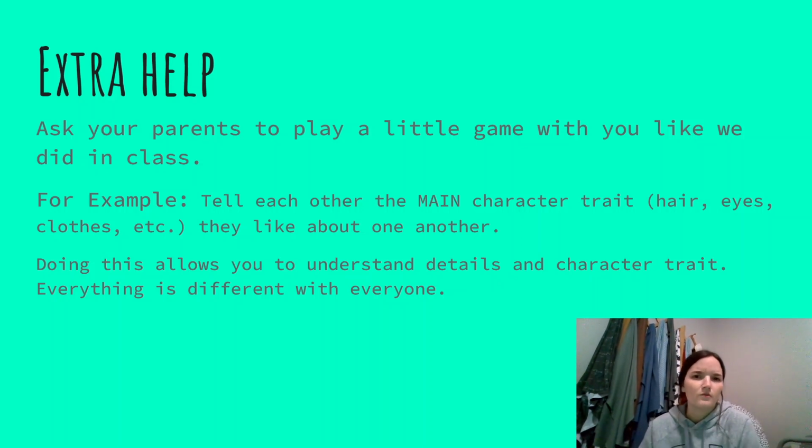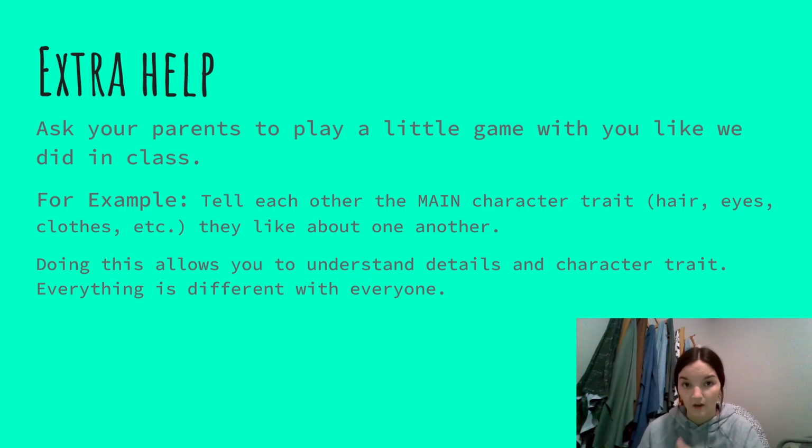And then what kind of clothes are they wearing? What describes them? Because doing this allows you to understand the details and character traits that everyone has, because everyone is different. Not everyone is the same. You're not going to look like me, and I'm not going to look like you. So just be nice with it. Don't be mean. We want to tell each other everything we like about one another, just like we did in class when Jill told Easton that she liked his hair, and that he was sweet and she was kind. Just like that.